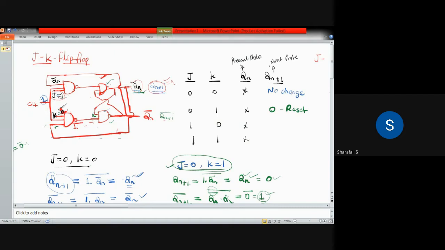So now we have J equal to 1, K also equal to 1, and clock also 1.